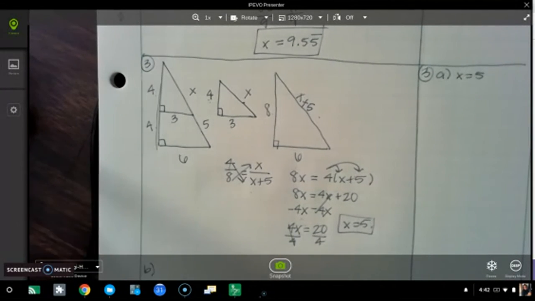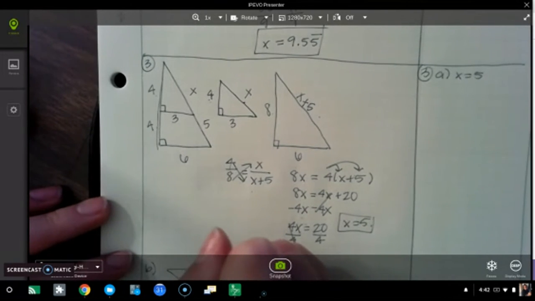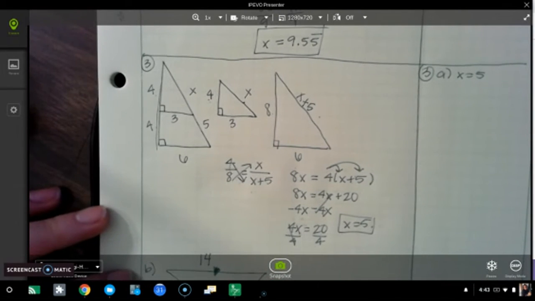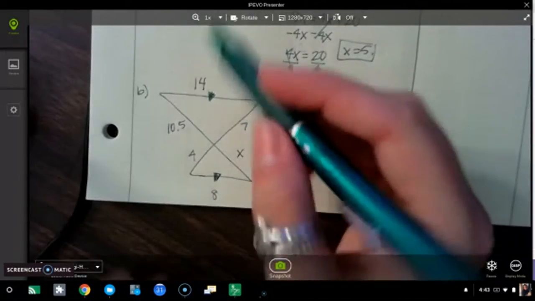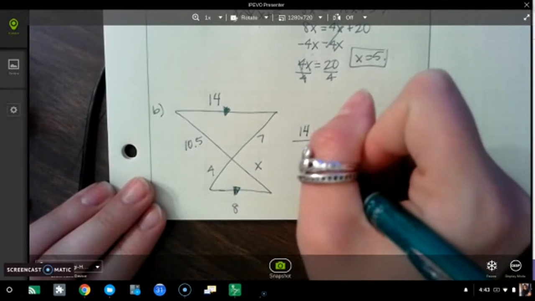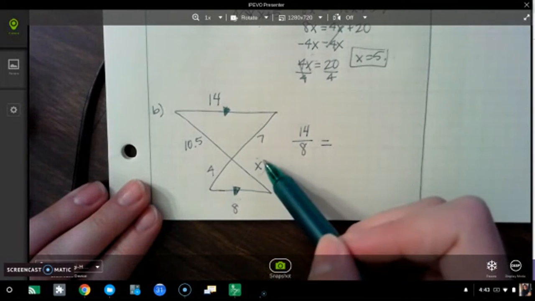For 3b, let's draw that one out. So 3b looks like this. Okay. Well, I know that these two sides correspond with each other. So I can say 14 over 8 is equal to something. What side corresponds with this x?